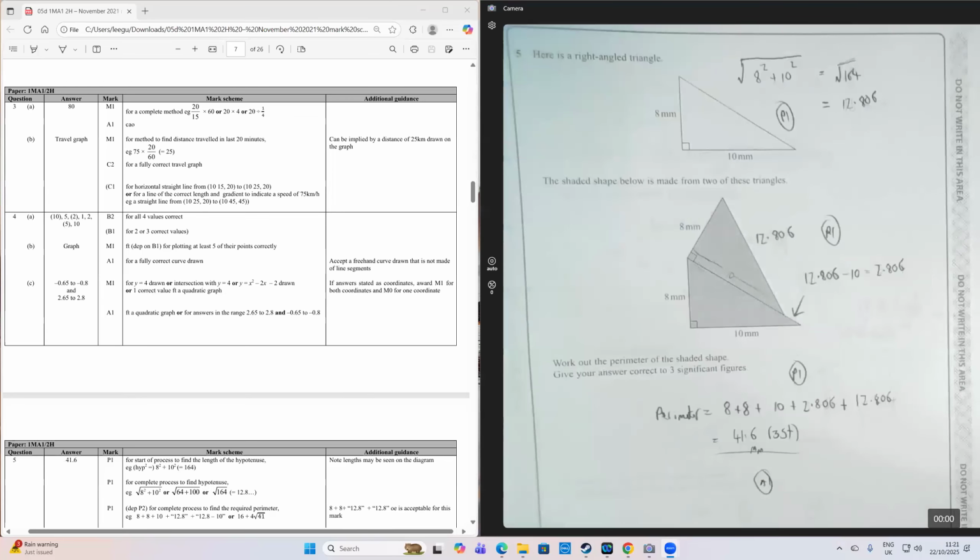Here is a right-angled triangle. The shape below is made from 2 of these triangles. Work out the perimeter of the shaded shape. Give your answer to 3 significant figures.